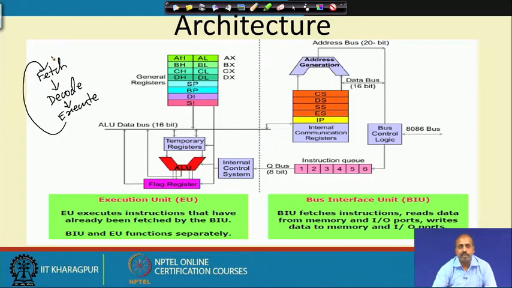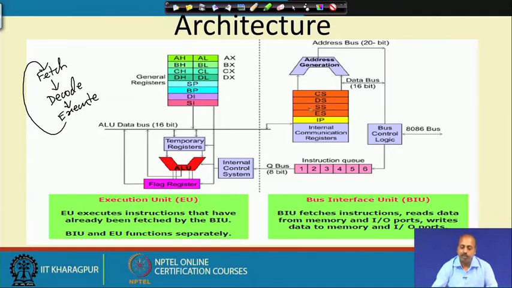In case of 8086, this structure is a bit modified. There is the fetch part and decode part, and the fetch part particularly is separated into a different module. So we have this bus interface unit, which will fetch the instructions and data from the memory, and handle IO operations, IO ports, and writing the data.